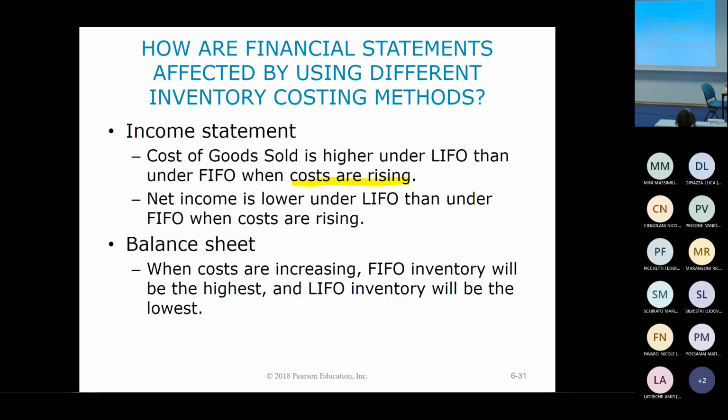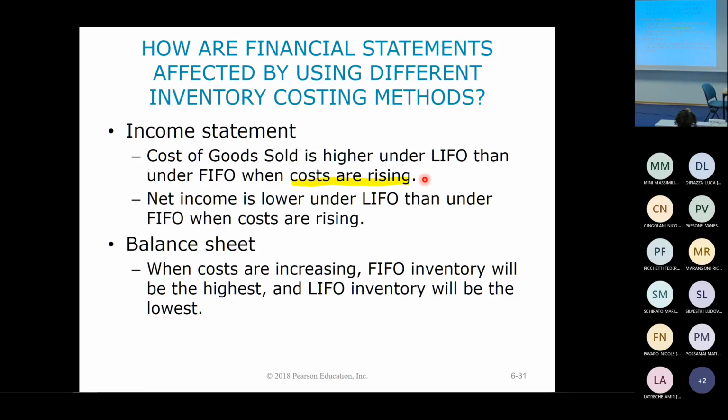So when prices are rising, the cost of goods sold is higher under LIFO than it is under FIFO. That means that if your cost of goods sold is higher, since the revenues are not affected by LIFO and FIFO and average cost, the net income will be lower, right? Because you have higher expenses and lower income.